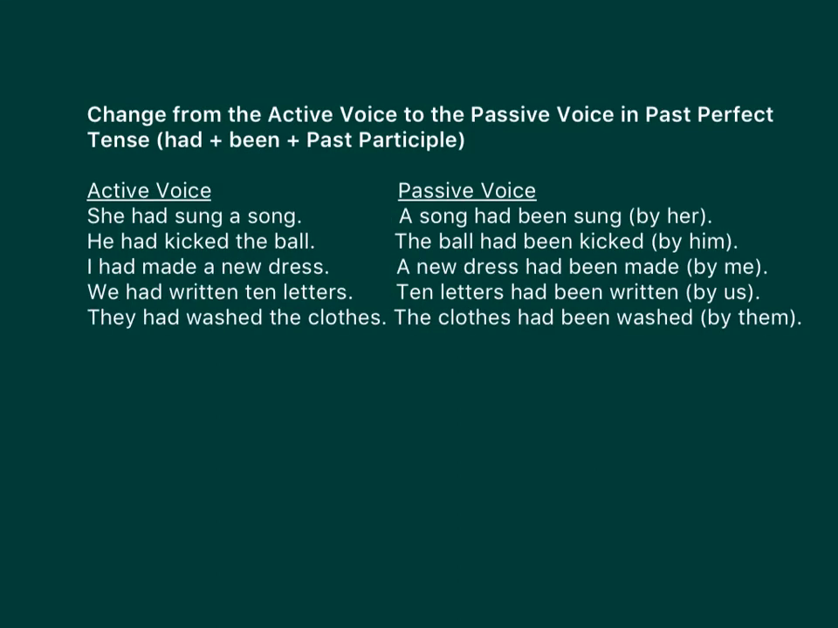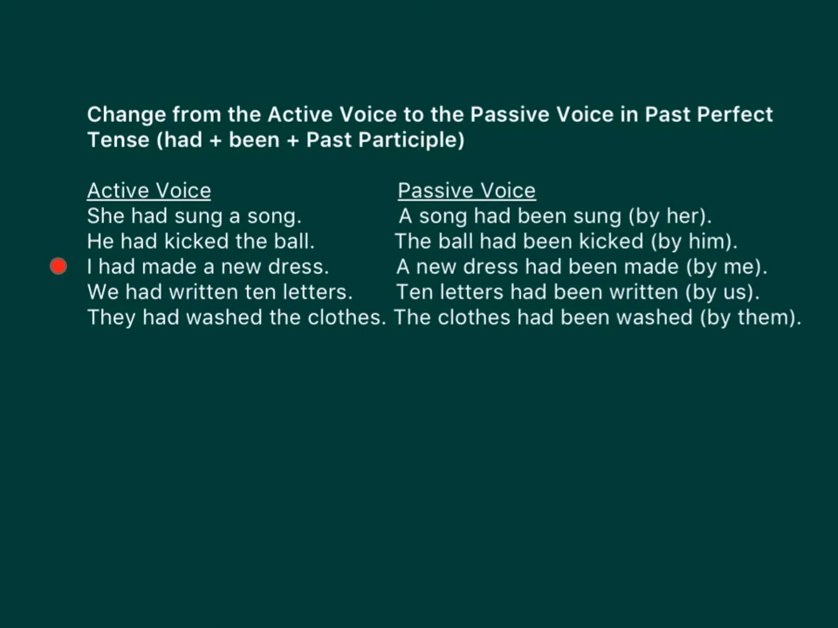Change from the active voice to the passive voice in the past perfect tense. Here are some examples. Active voice. She had sung a song. Passive voice. A song had been sung by her. Active voice. He had kicked the ball. Passive voice. The ball had been kicked by him.